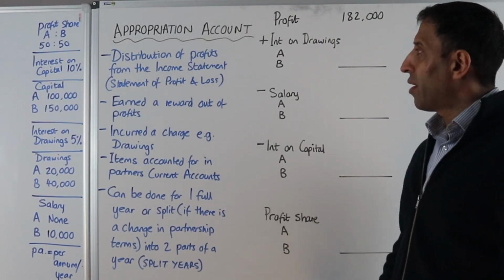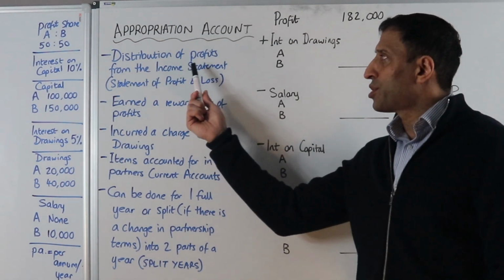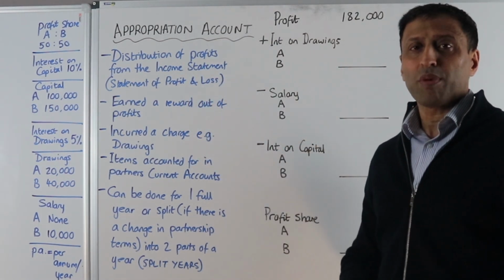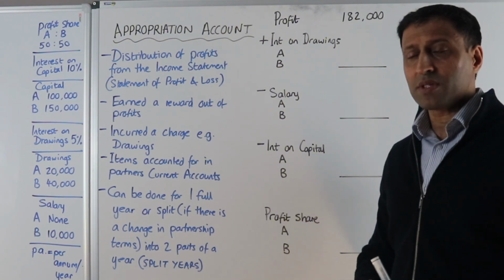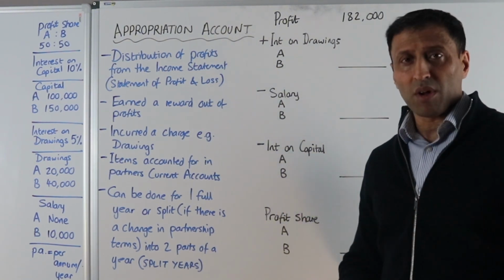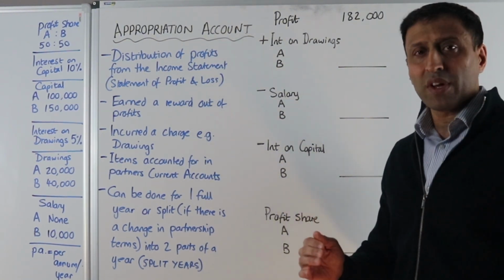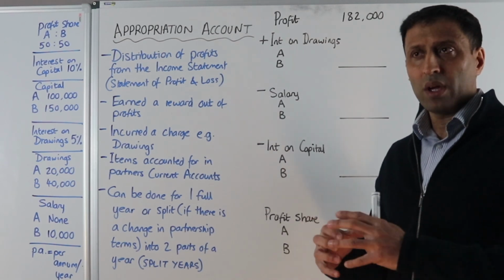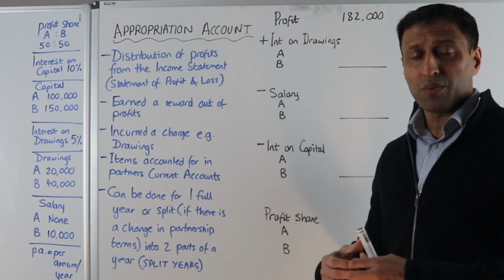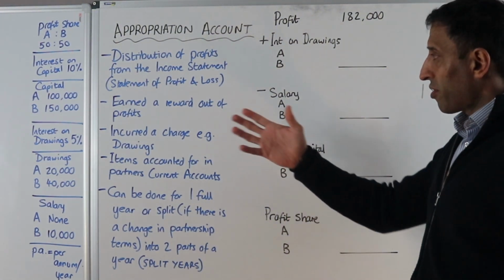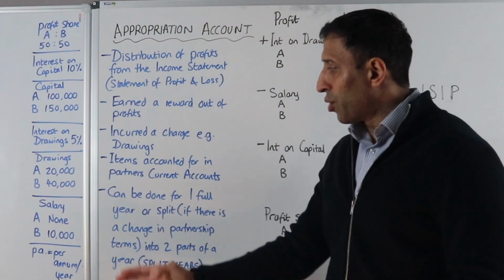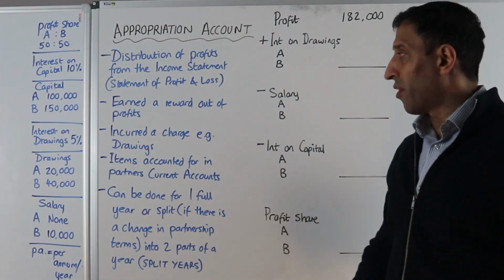An appropriation account is really the distribution, or shows the distribution, of profits from the income statement, the last figure that's in our income statement, or what we might call the statement of profit and loss. So the final figure from there is where we are going to start, and we're going to show how that profit might be distributed to the partners because of capital, drawings, salaries and sharing profits.